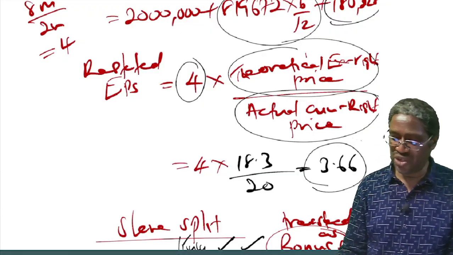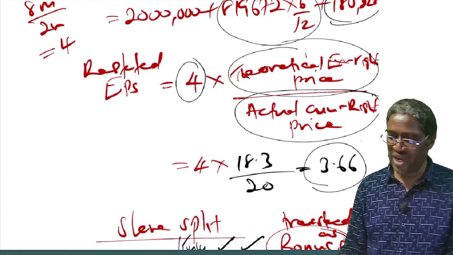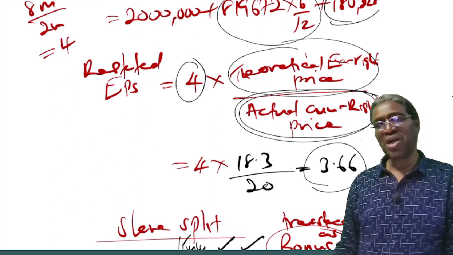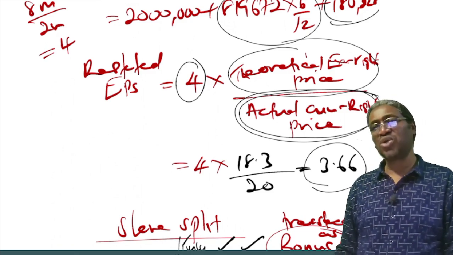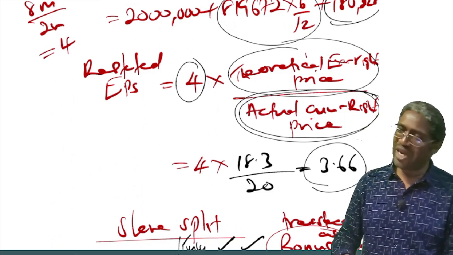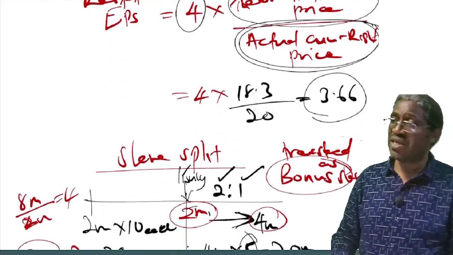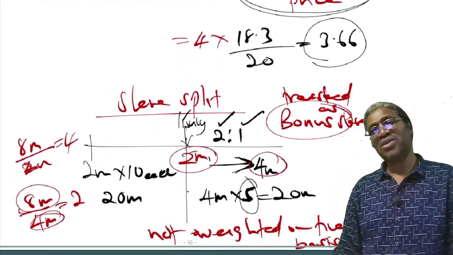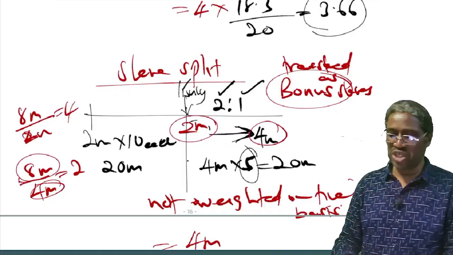It is the theoretical ex-rights price. You divide that by the actual cum-rights price. That will give you the restated EPS. Good. From there, we have come to share split.